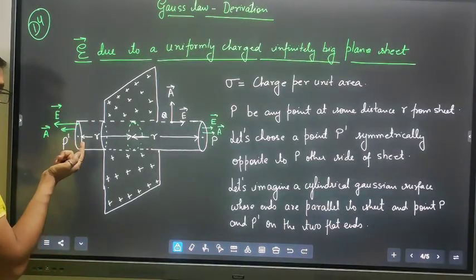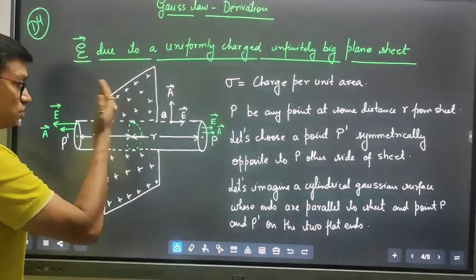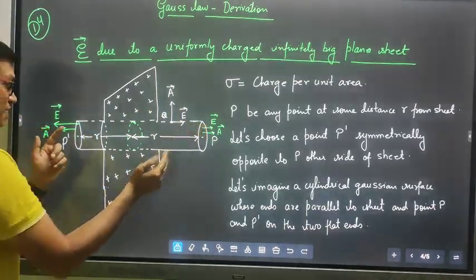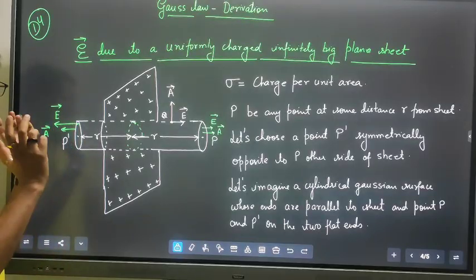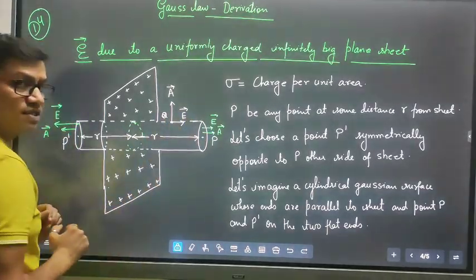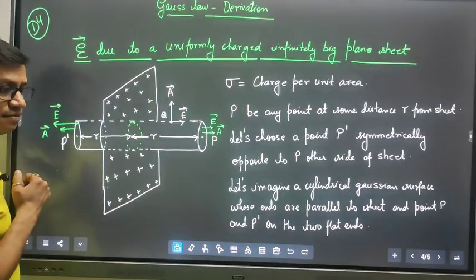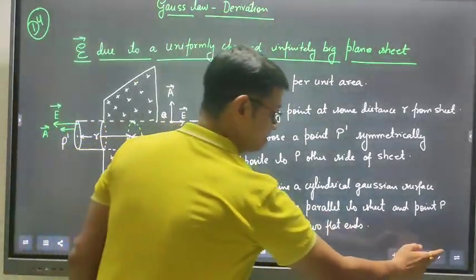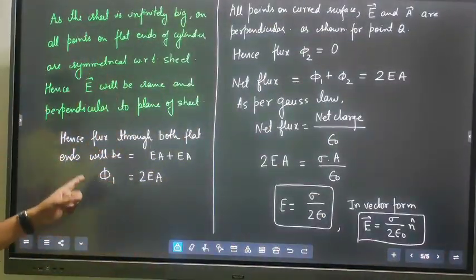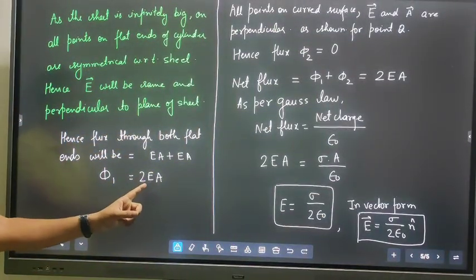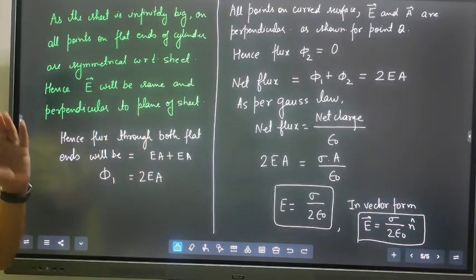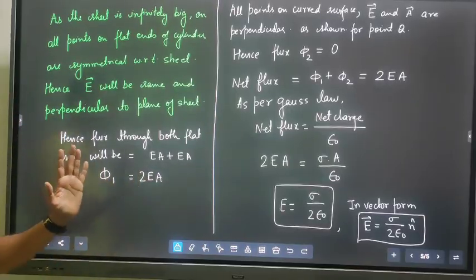Same at point P dash, electric field is going to be E because it is symmetrical, right? So if here it is E, here also it will be E. So the net flux would be E into A from this side, E into A from this side. Total flux would be 2 times EA, right? So that is written here. Net flux from the flat ends is going to be 2 times E into A. E is the electric field at the point P and A is the area of the flat ends. Don't bother about the area because it's going to get cancelled anyways.